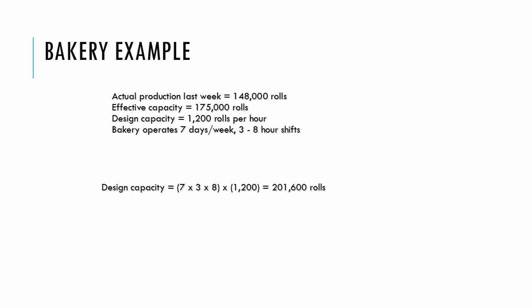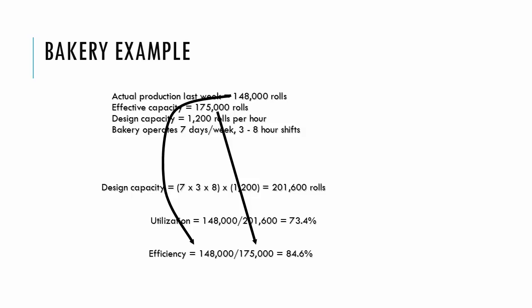7 days per week, 3 8-hour shifts, 24-hour days, right, times 1,200. The result is a design capacity of 1,600 rolls per week. Based on our previous discussion, it should not surprise you that the design capacity is larger than the effective capacity. With the design capacity converted, we can now calculate the utilization of the line. In this case, it is approximately 73.4%. We can also calculate the efficiency of the line as approximately 84.6%.